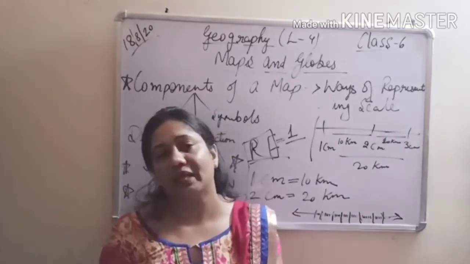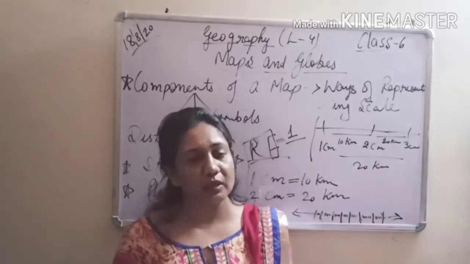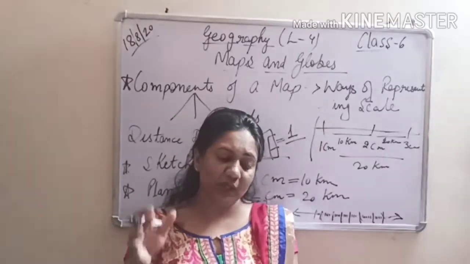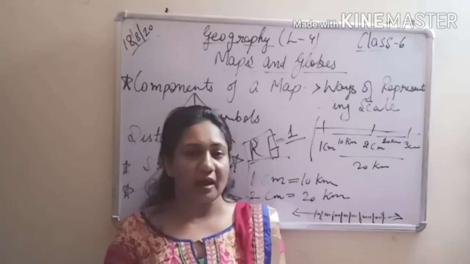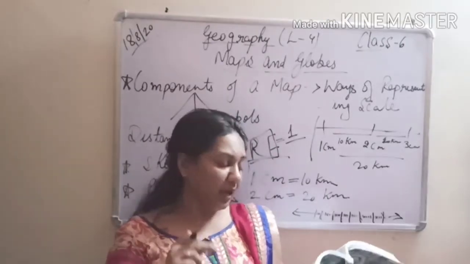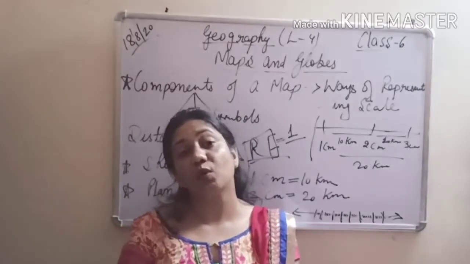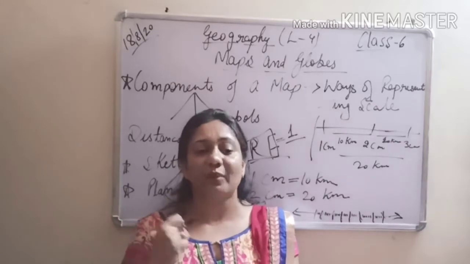We don't have numerical sums as we have in science or maths. We are not going to calculate the distance. Simply you need to remember the 3 methods of representing scale on a map. So this was about the first component of a map, that is distance. How is distance represented on a map and what are the various methods?